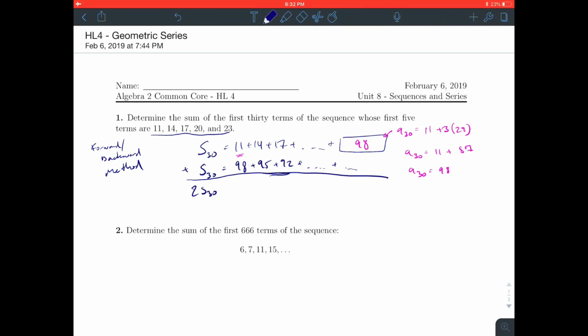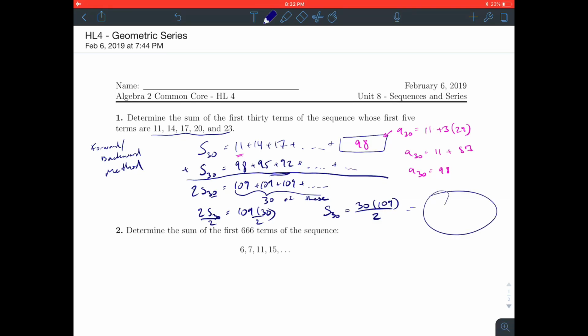We get 2 s sub 30 is equal to 109 plus 109 plus 109 plus a whole bunch of 109s. In fact, because we were adding 30 terms before, there's 30 of these. So what we get is 2 s sub 30 is equal to 109 times 30, divided by 2 on both sides. S sub 30 is equal to 30 times 109 divided by 2. And I don't have a calculator on me, so I'm going to leave my final answer like that, but you should find the final answer for yourself.